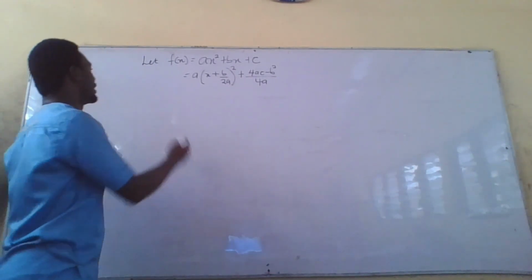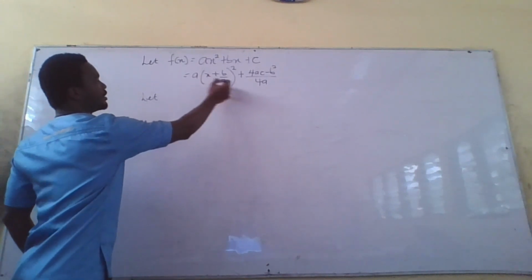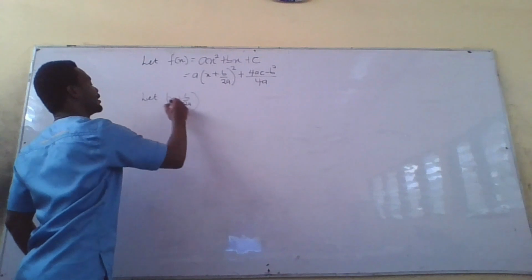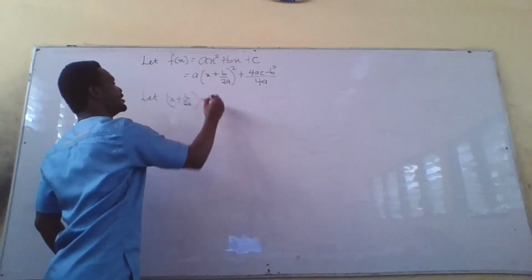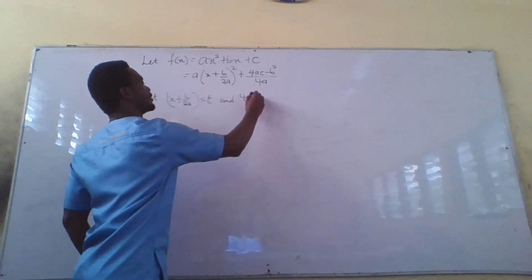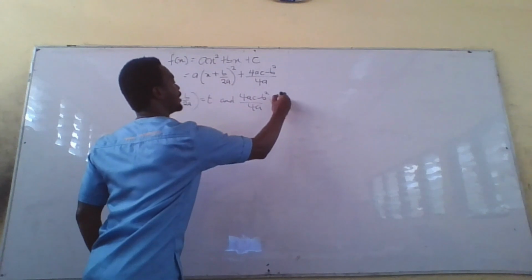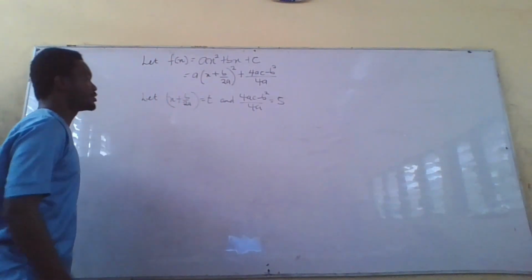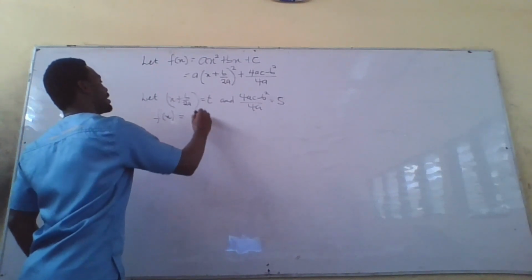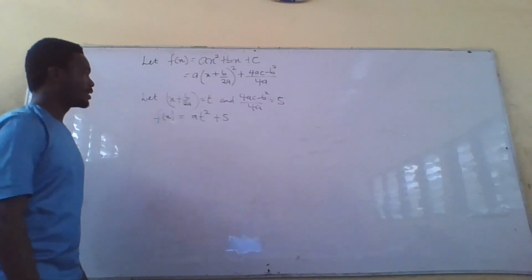For a moment, let us denote the expression x plus b over 2a by a new variable t, and the constant by a variable s, so that we can write f of x as a t squared plus s.